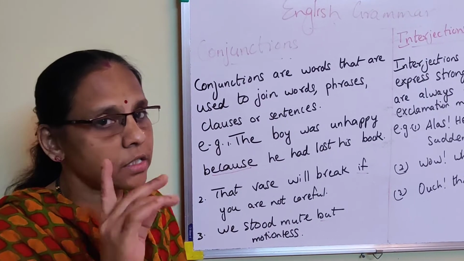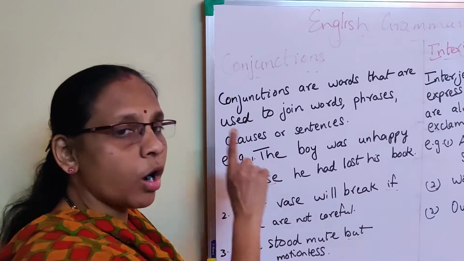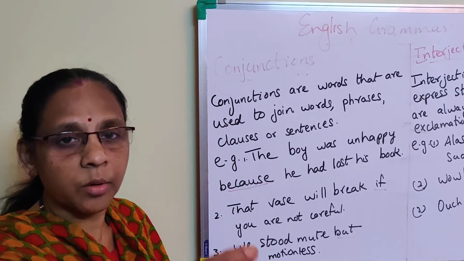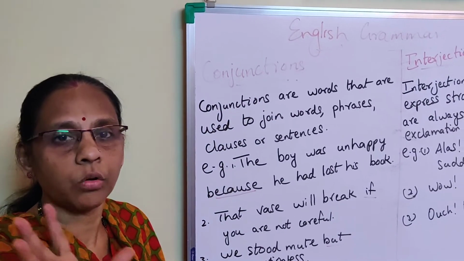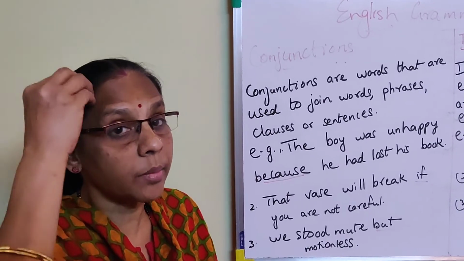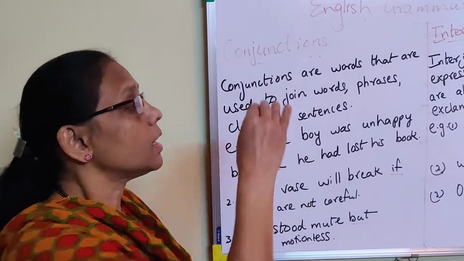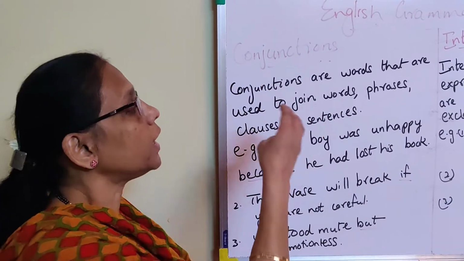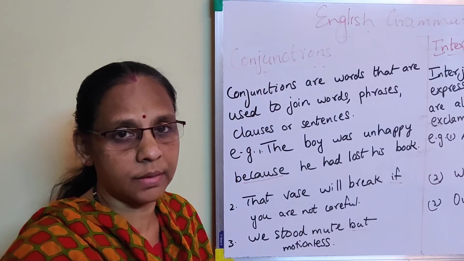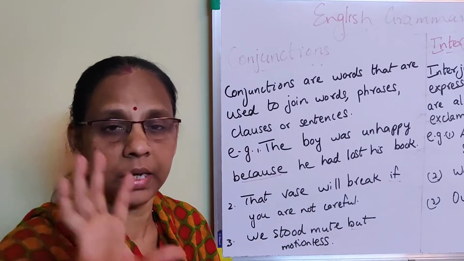So what is conjunction? This is not only for 7th standard. I am repeating again and again, this is throughout your education. Underline the conjunction. Pick out the conjunctions and write them down. All these questions may come at that time. What is conjunction? The definition must come into your mind. They are words that are used to join words, phrases, clauses, sentences. If we join this, then it will make a complete meaning.